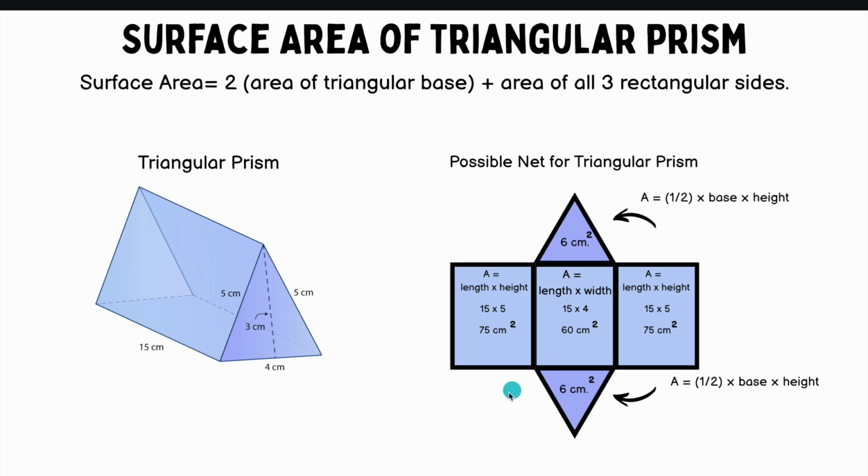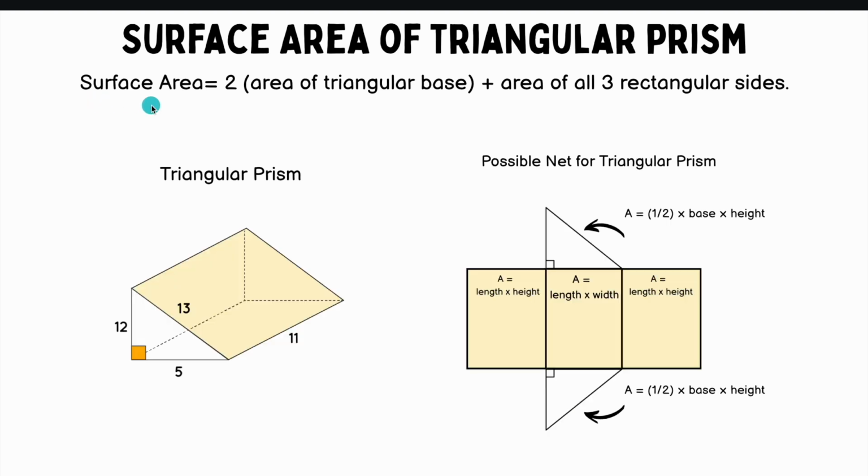Let's combine. We know 75 plus 75 is 150, plus 60 is 210, plus 12 is 222. We can say the surface area of this triangular prism is 222 centimeters squared. Now it's your turn to find the surface area of this triangular prism.